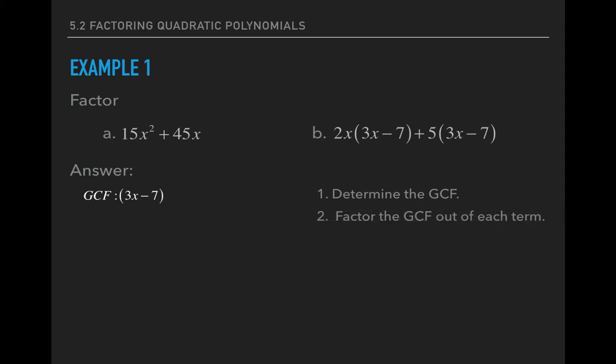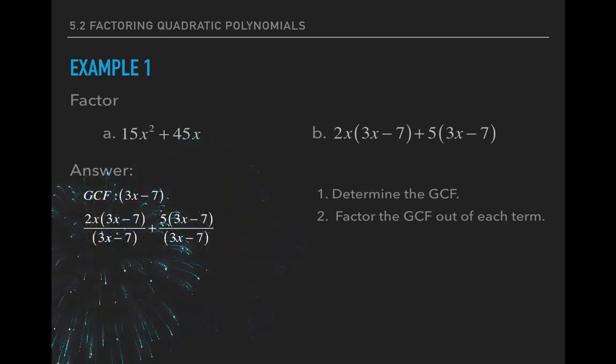Now, let's divide that out of each term. That would look like dividing 2x times 3x minus 7 by 3x minus 7, and 5 times 3x minus 7 divided by 3x minus 7. That's going to eliminate the 3x minus 7, and all that will be left is the 2x and the 5. The 2x and the 5 now become a binomial multiplied by our GCF.